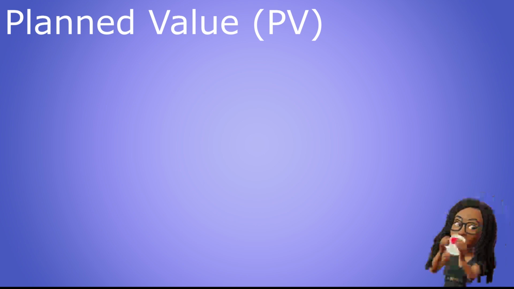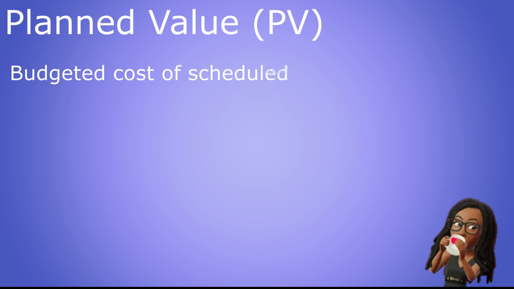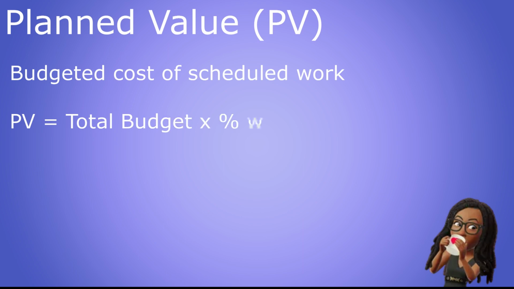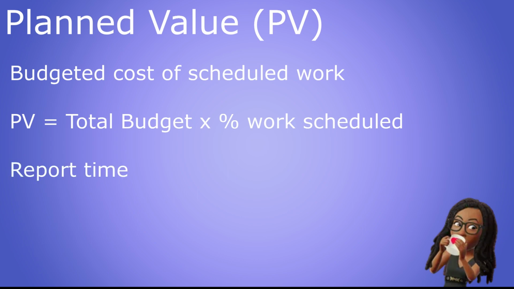The planned value is the budgeted cost of the work scheduled to be done at a given point in time. To calculate the planned value, we need to take the budgeted cost for each task and multiply it by the percentage of work scheduled to be done by that point in time. In our example, the relevant point of time is week 4 because that is when our field report was done.